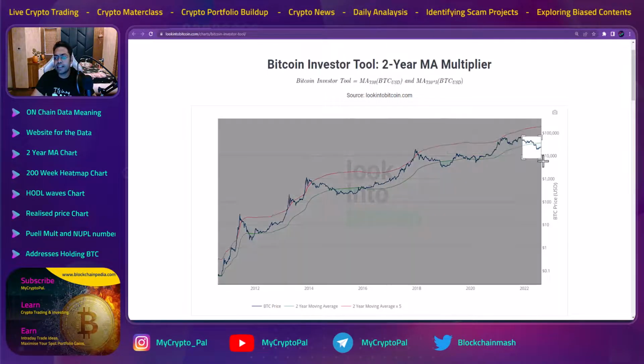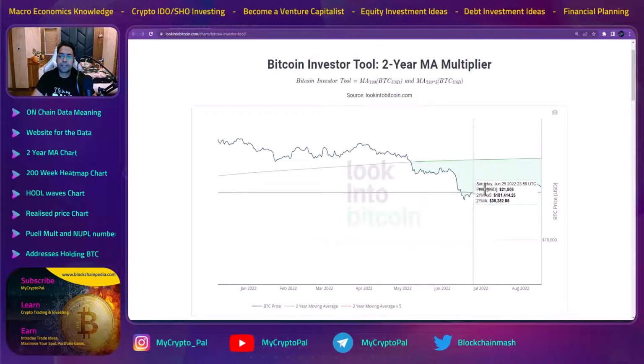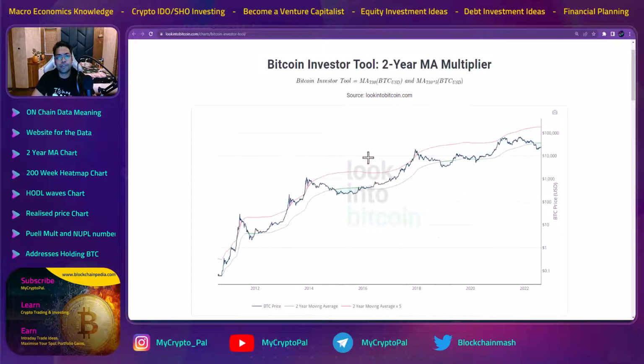And you can see currently in the current scenario, we are already below the 2-year moving average. So this whole zone is a good accumulation zone if you're looking for a long-term investment. Now, this data is not for traders. If you're looking for long-term investment in Bitcoin, then you should look at this data. And you can see that we are approaching some good accumulation zone. Okay, so this is the 2-year MA multiplier.